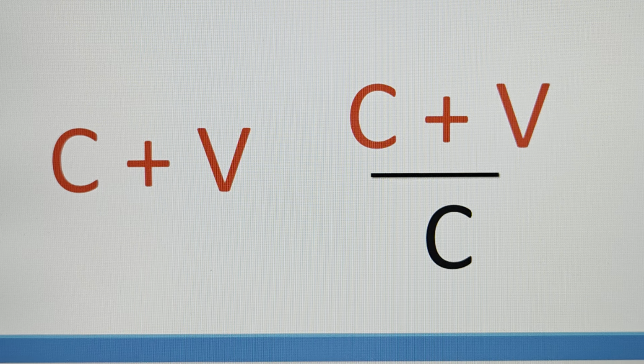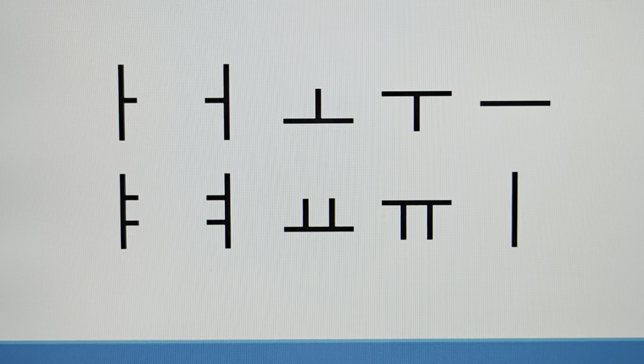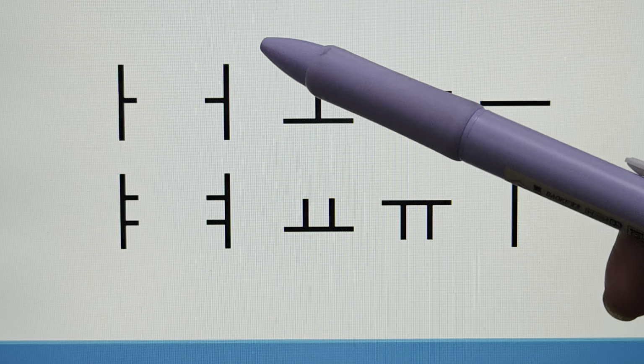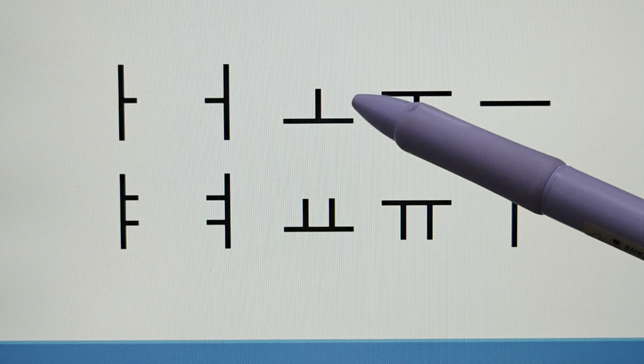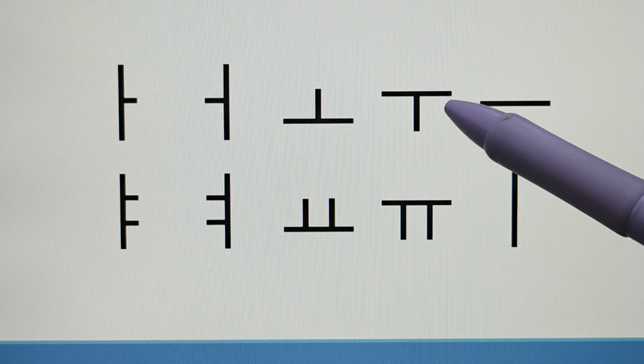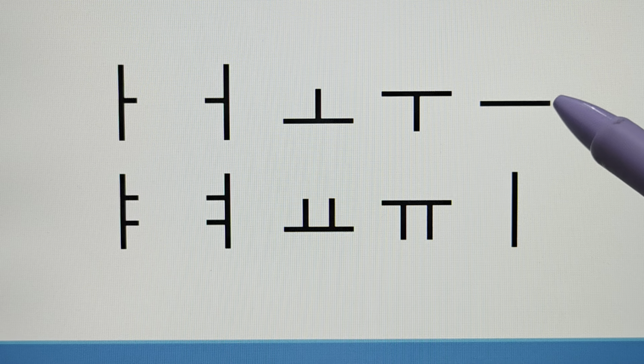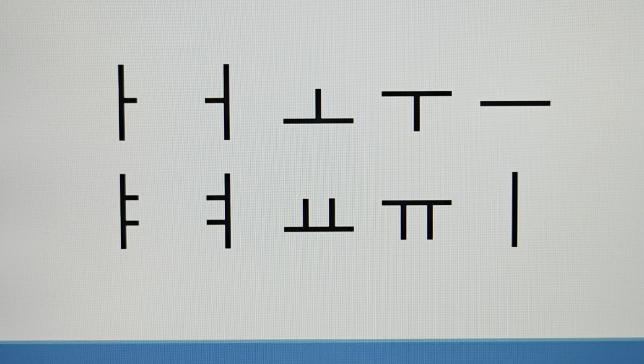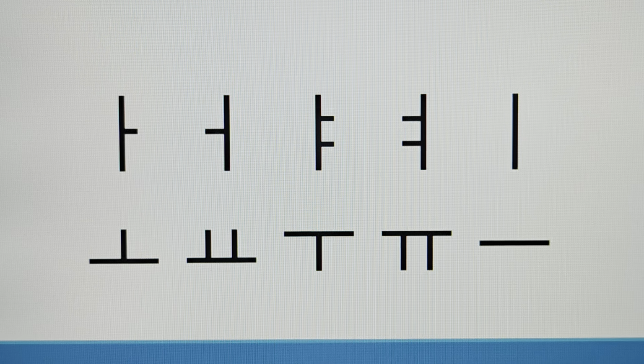Before we start learning new consonants, let's review the vowels again. A, ya, o, yo, o, yu, u, yu, eu, i. Notice that half of the Korean vowels are vertical and the other half are horizontal.